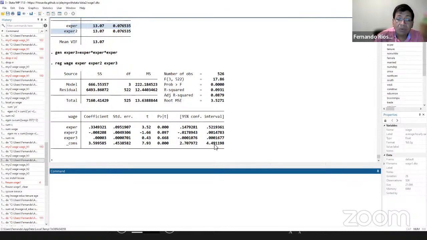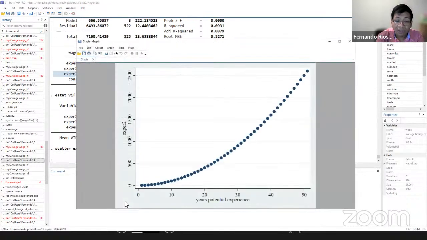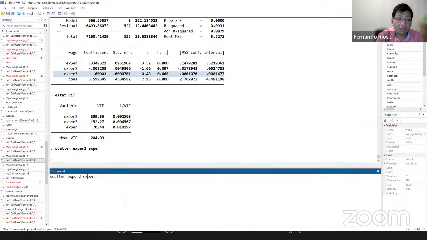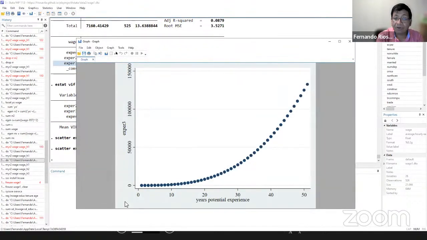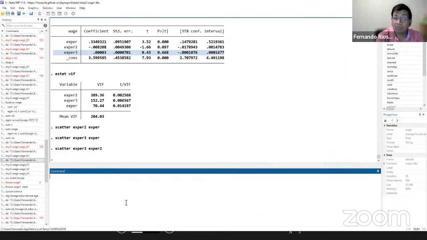Notice that, well, number one, the last term is starting to be not significant. But if I do this, the VIFs are really exploding, because the more variables or the more polynomials we include, the higher the level of correlation within these variables. You can see that straightforwardly if you just do something like exper squared versus exper. You can see that they are highly correlated, and the correlation is not going to disappear. In fact, it's going to become even stronger if I start including polynomials of higher order.